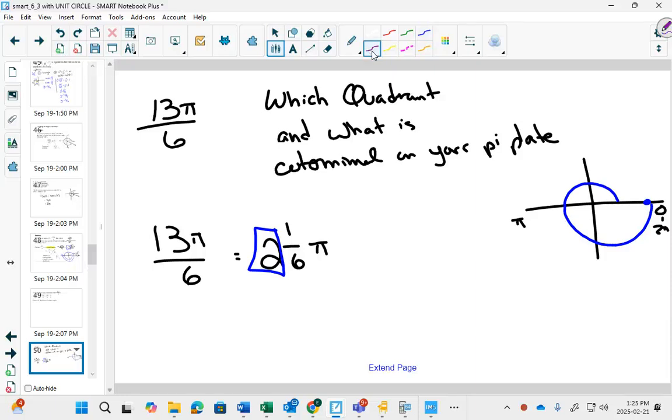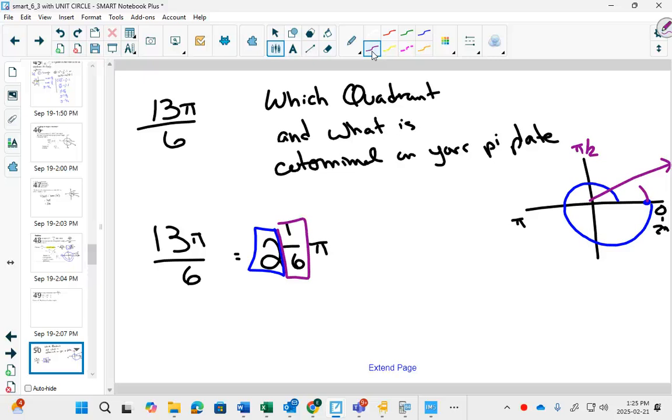The fact that it's positive means once I get to that 2, basically I've gone around this far already. Then the 1/6 tells me I have to go 1/6 pi more. That's half a pi. You see that 1/6 is less than half? You're going to then end here in quadrant 1.